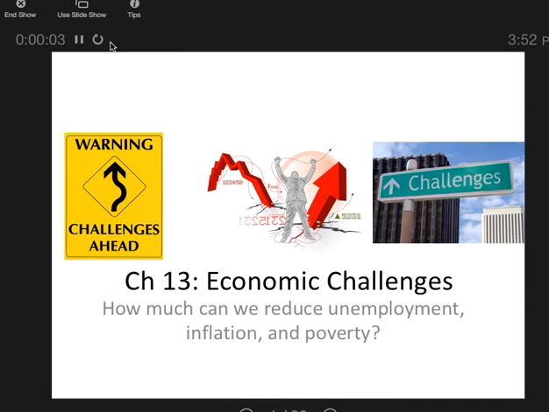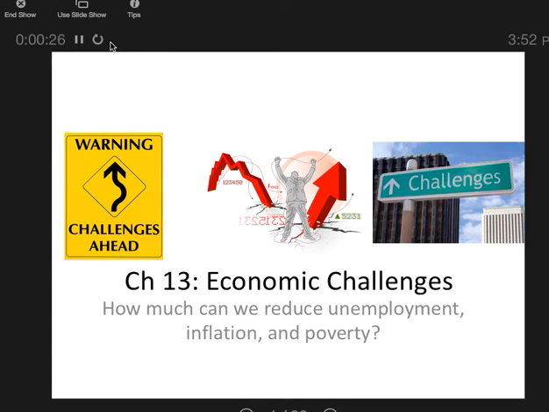Chapter 13, Economic Challenges. How much can we reduce unemployment, inflation, and poverty? These three challenges are challenges that you'll find in every single economy. Every country across the world is facing these three types of challenges. And there are different ideologies and ideas on how to fix the problem when it comes to these.